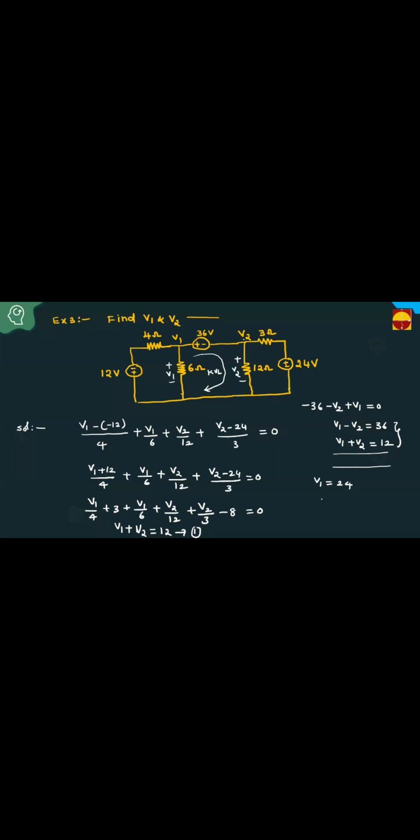If V1 equal to 24, what is V2 equal to? Minus 12. Is it correct? Please check it. Very good. Thank you. This equation is correct. Have you tried this? Simplified or not? Yes. V1 equal to 24, V2 equal to minus 12 volts.